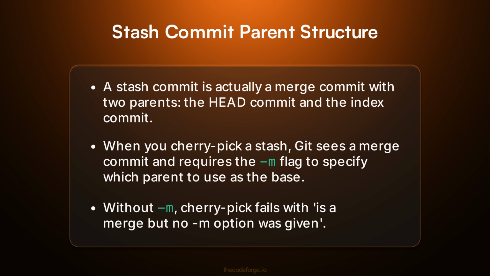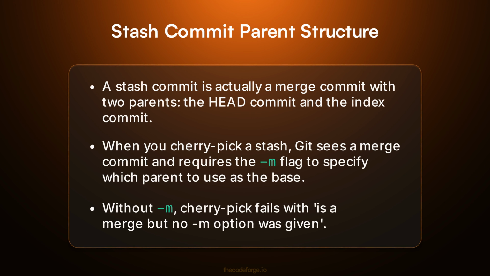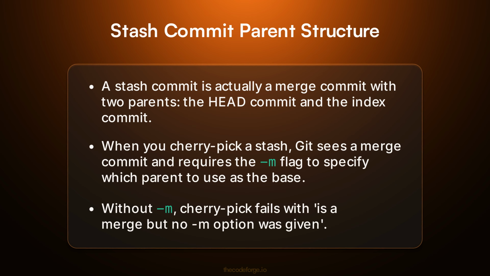A stash commit is actually a merge commit with two parents, the HEAD commit and the index commit. When you cherry-pick a stash, Git sees a merge commit and requires the -m flag to specify which parent to use as the base. Without -m, cherry-pick fails with "is a merge but no -m option was given."